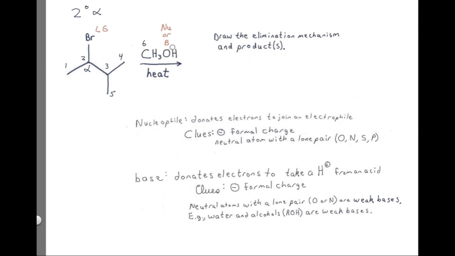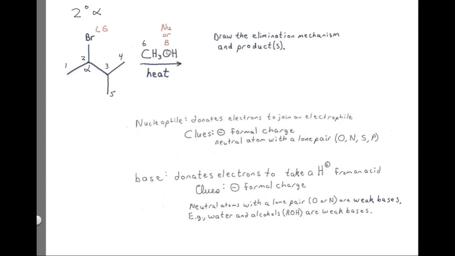Now we can identify this neutral oxygen as a nucleophile or base. Usually we look first for something with a negative formal charge to be a nucleophile or a base as an electron donor, but none of these molecules has a negative formal charge. So instead we identify this neutral oxygen as the nucleophile or the base because it has a lone pair, which makes it want to donate electrons.